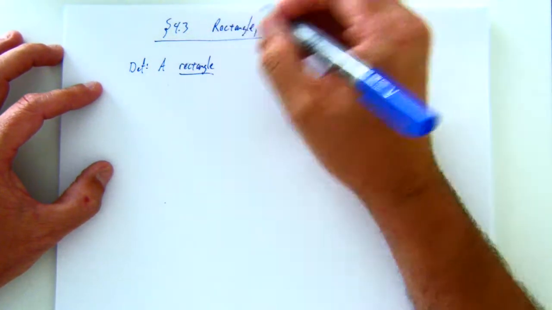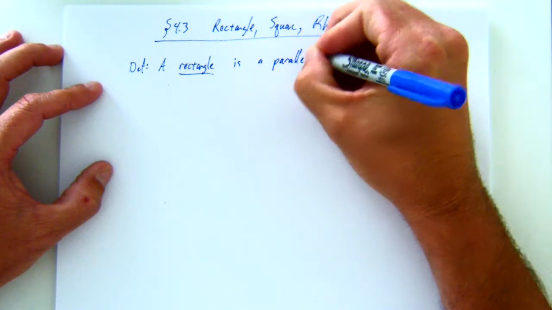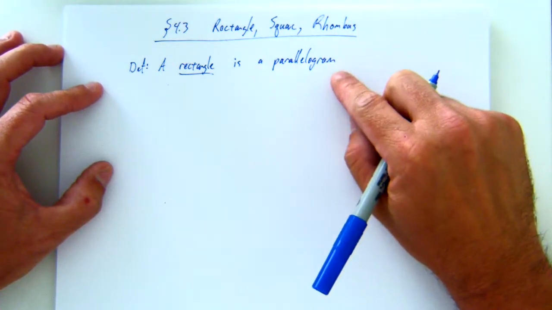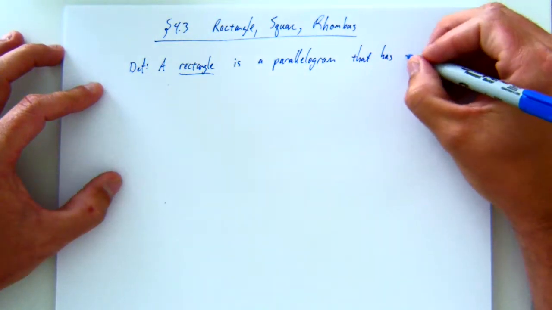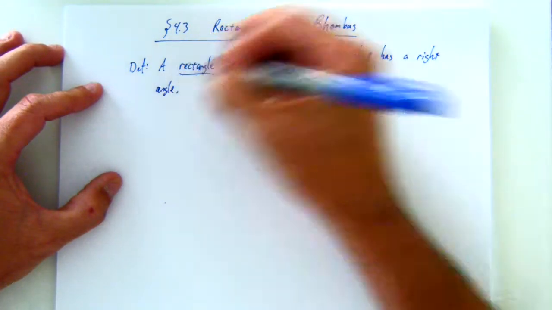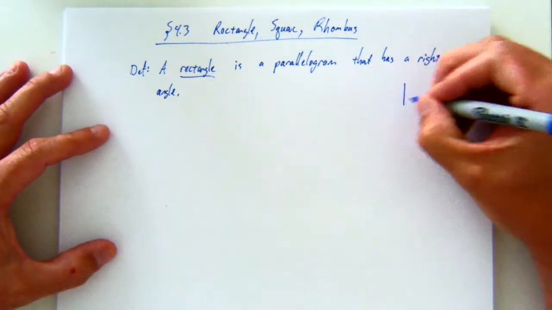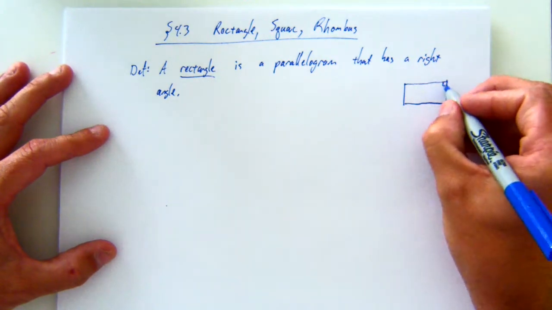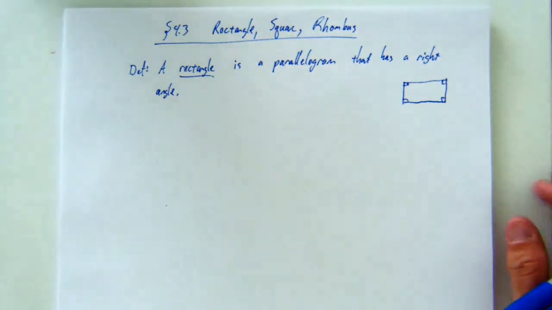A rectangle is a parallelogram. But it's a special kind of parallelogram that has a right angle. Now this may seem like an odd definition because when we think of a rectangle, we think of the rectangle as having all four sides, or all four angles to be right angles.